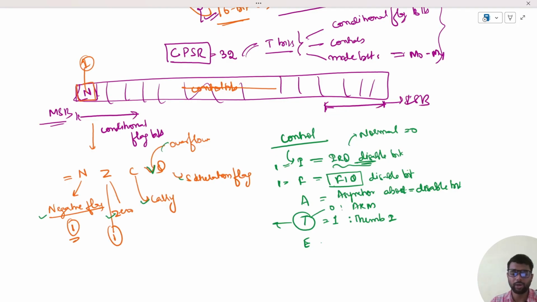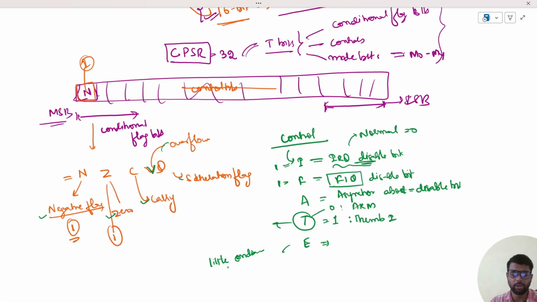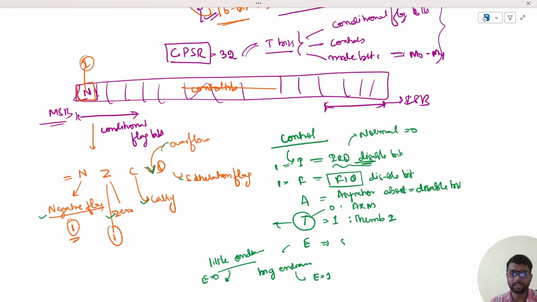For E, let us understand that in the ARM architecture there are two memory formats. One is called little endian, just remember the name, starting from E. And another is called big endian. For little endian memory format, the value of E will be 0. For big endian, the value of E will be 1. So this bit is used to select the memory format. So we have seen I, F, A, T, E.